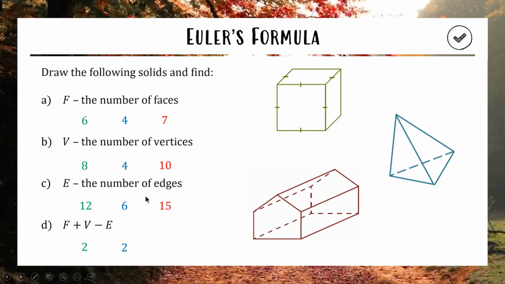Now to finish off, we're going to do F plus V minus E once more. 7 plus 10 is 17. Take away 15. What do you know? We get an answer of 2 once again.